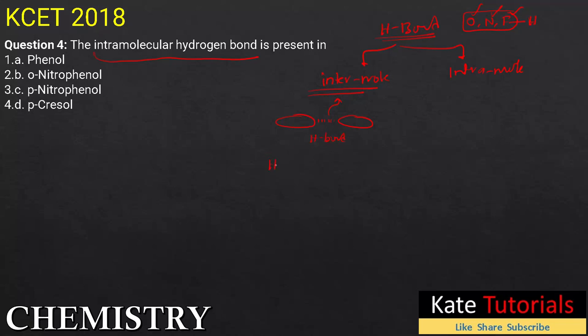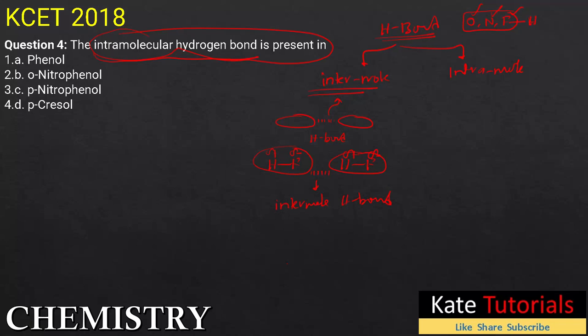For example, I have HF, here HF: hydrogen attached to the electronegative atom fluorine, here also hydrogen attached to electronegative fluorine. So fluorine will have delta minus and hydrogen will have delta plus, so there will be a dipole, minus and plus. Similarly here, delta plus and delta minus. So fluorine delta minus, hydrogen delta plus, and there will be a kind of attraction. That attraction we call intermolecular H bonding. But here the question is where intramolecular hydrogen bonding is present among options A, B, C, D. We have to tell where intramolecular hydrogen bonding is there.